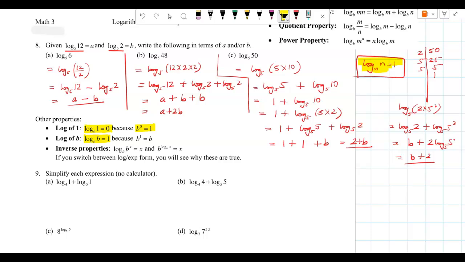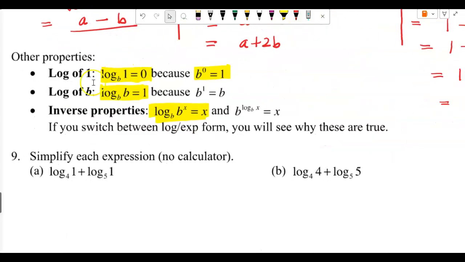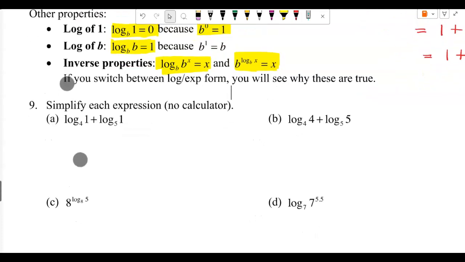Inverse properties. This is very, very important. Log of b raised to x to the base b is x itself, because they cancel. And b raised to log x to the base b: the base and base basically go off, and you're left with x. These are important properties to remember, and you might forget them, so you have to watch the lesson again and again and again.